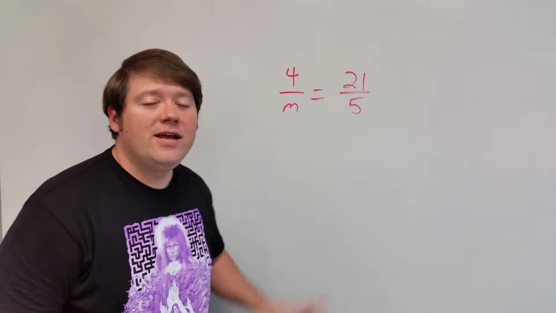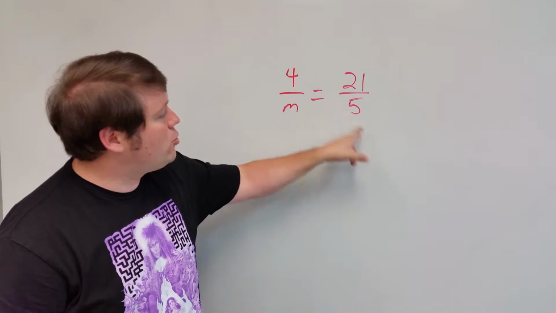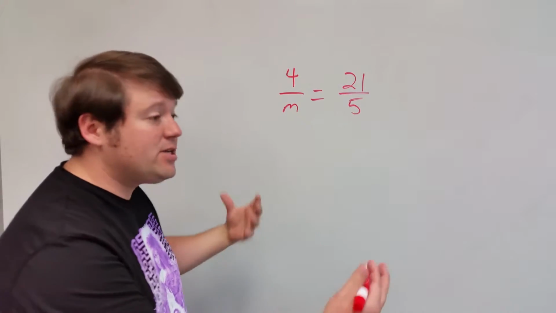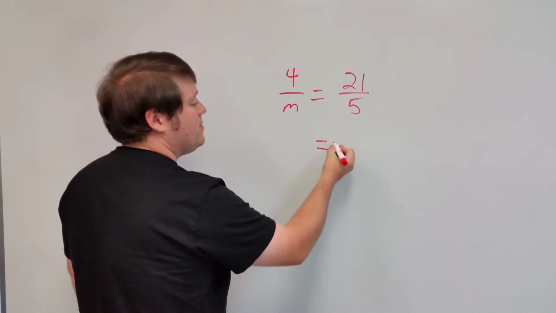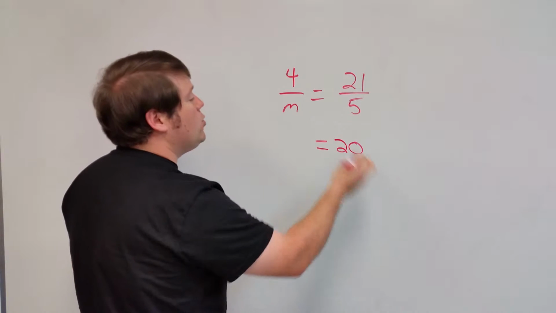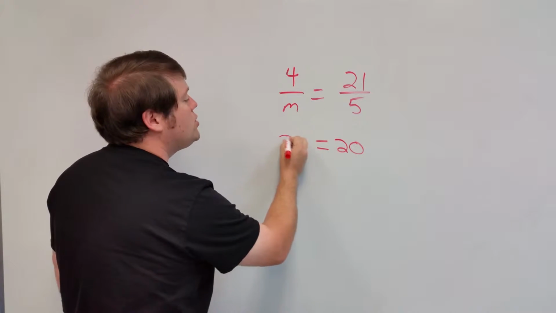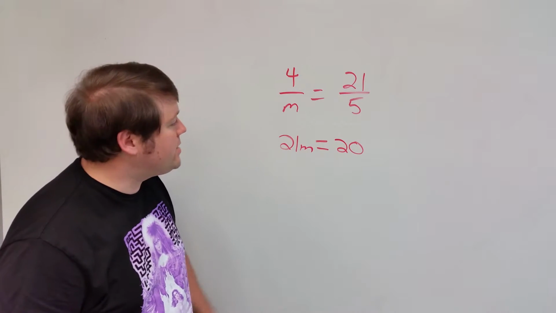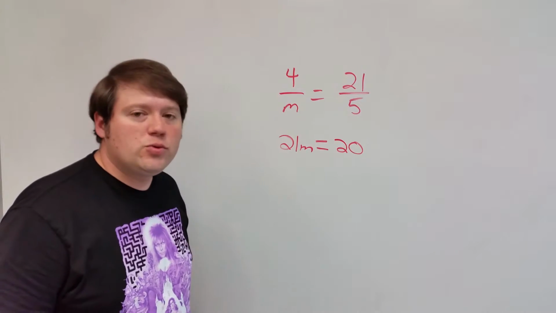And what we just said is that when we have a proportion, when we have equal ratios, their cross products are equal. So I'm going to write that as an equation. I'm going to say that 4 times 5, which is 20, equals m times 21, or 21 times m, which we would write as 21m. 21m means 21 times m. So 21m equals 4 times 5, 20.